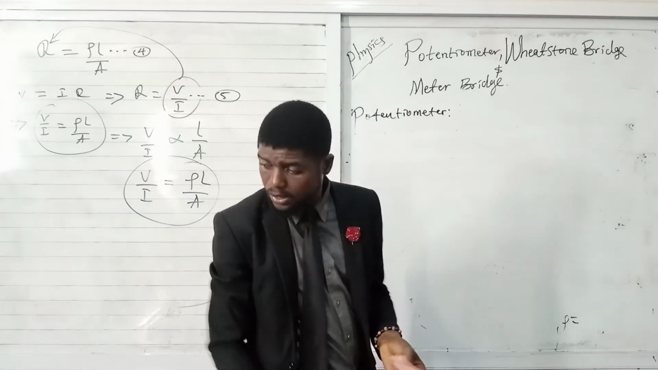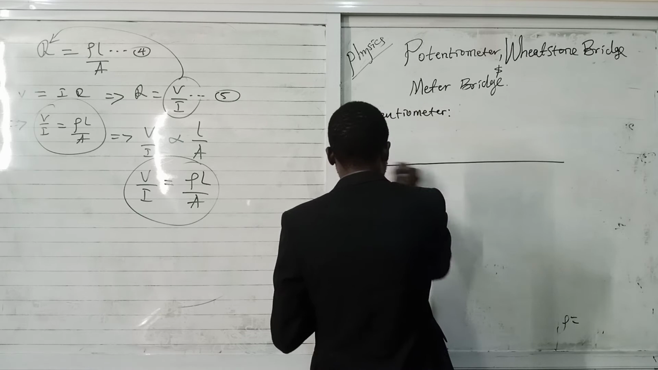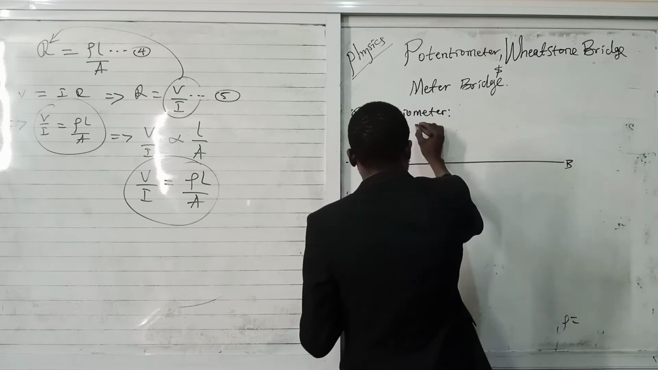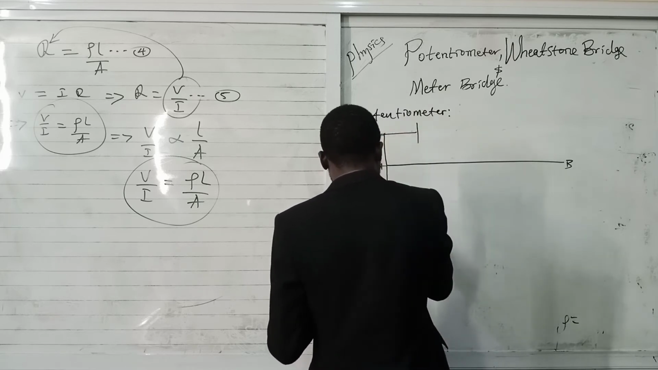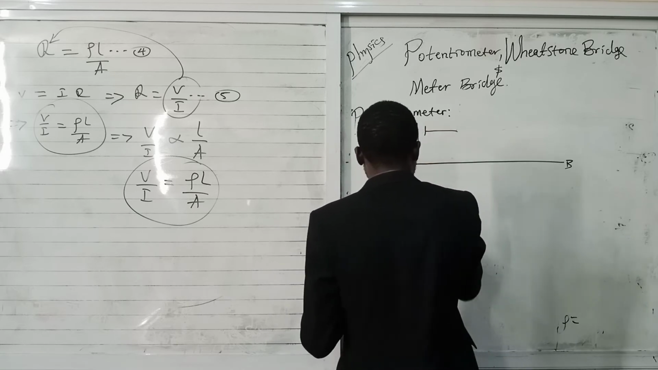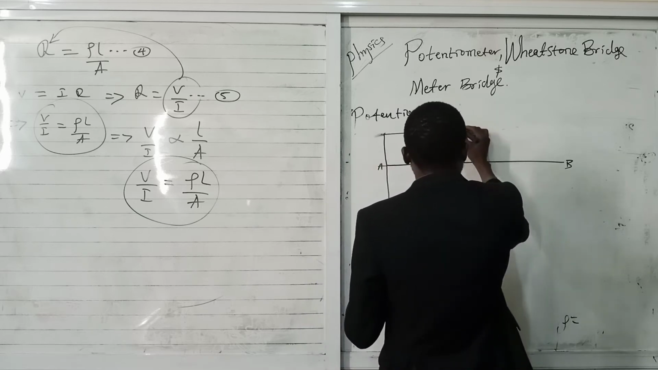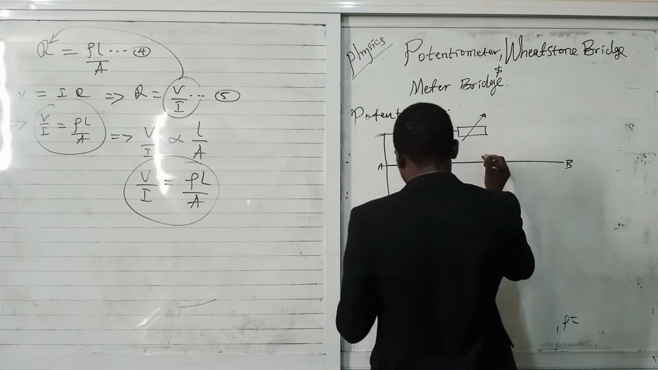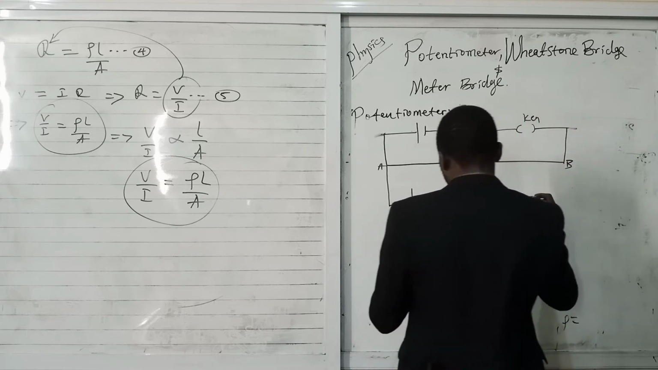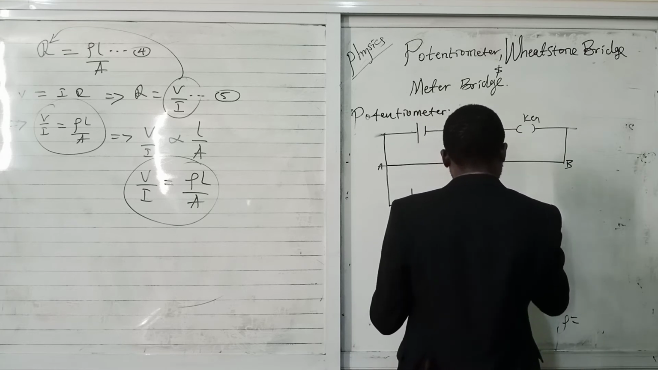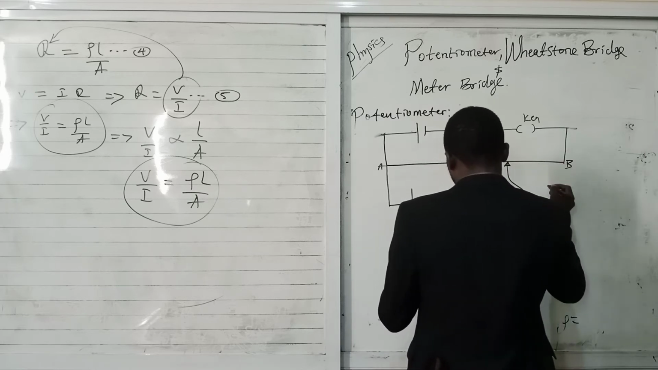So if I draw something like this, the length of a wire, let's call this A, B, and another equation. How a potentiometer can be used to measure the e.m.f. of a cell. This is the diagram I want to use to explain that. I'm connected to a key back here, and then a galvanometer G, and then a jockey touching at any point here.